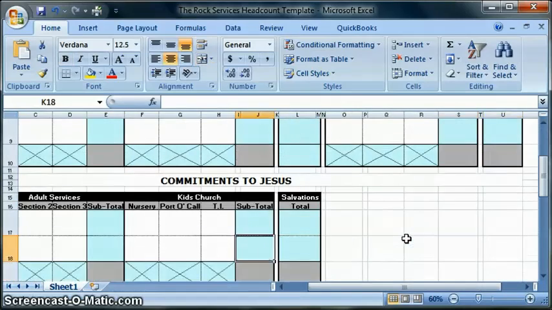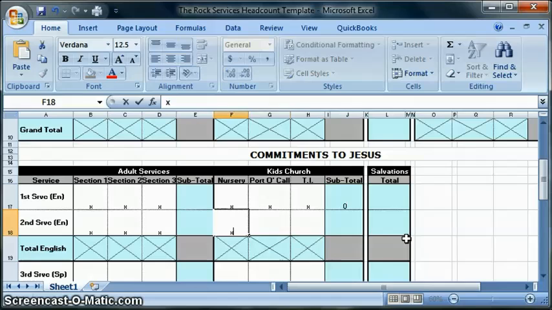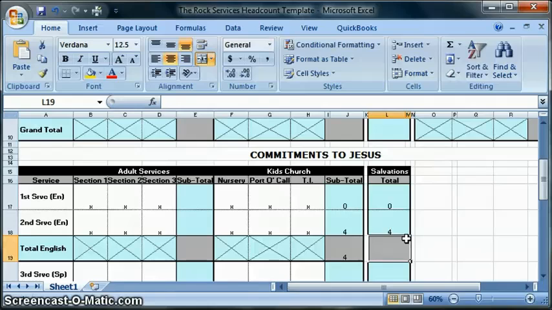Before we get to that, I'm going to come here. Remember, these are blank, so we're just going to leave them blank here as well. Kids Church over here, we had 0 and 4. So 4 would be here, 0 would be here, 4 would be here, 4 would be here.